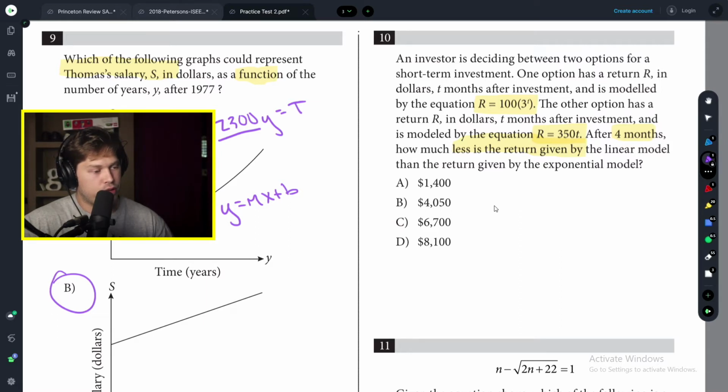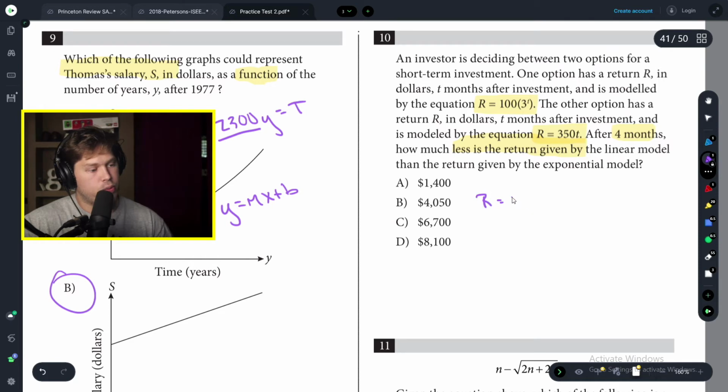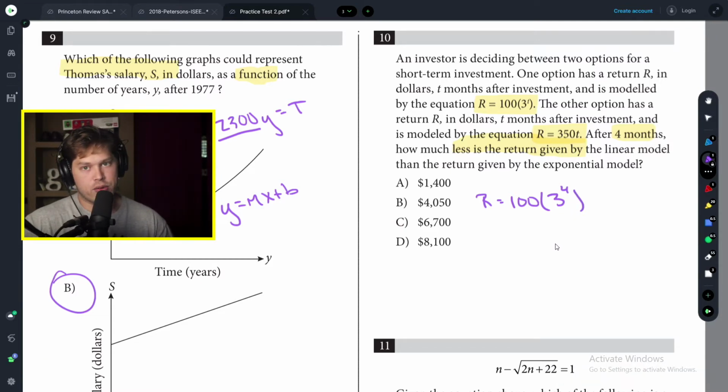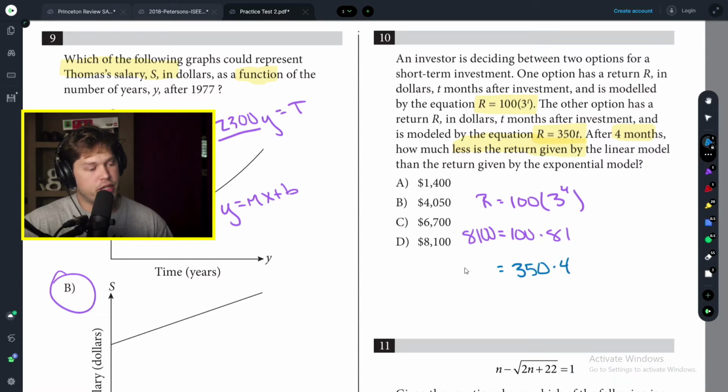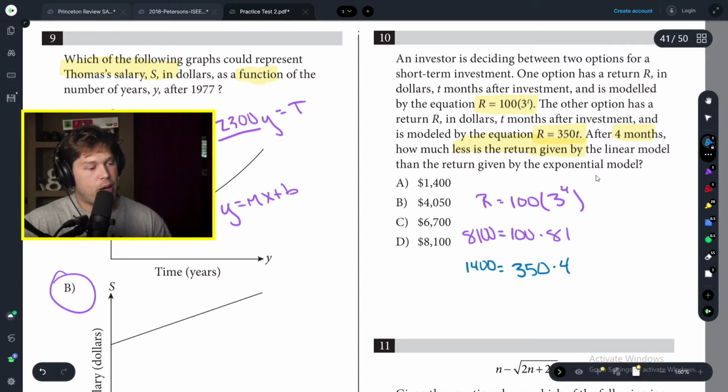So for our first option, we know that our return equals 100 times 3 raised to the 4th. 3 to the 4th is 81. 3 times 3 is 9. 9 times 9 is 81. So we have 100 times 81, which is, of course, 8,100. And for our second option, we have 350 times t, or times 4 in this case. And 350 times 4 is 1,400. So we're asked how much less did they make, so we need to, of course, subtract these values.